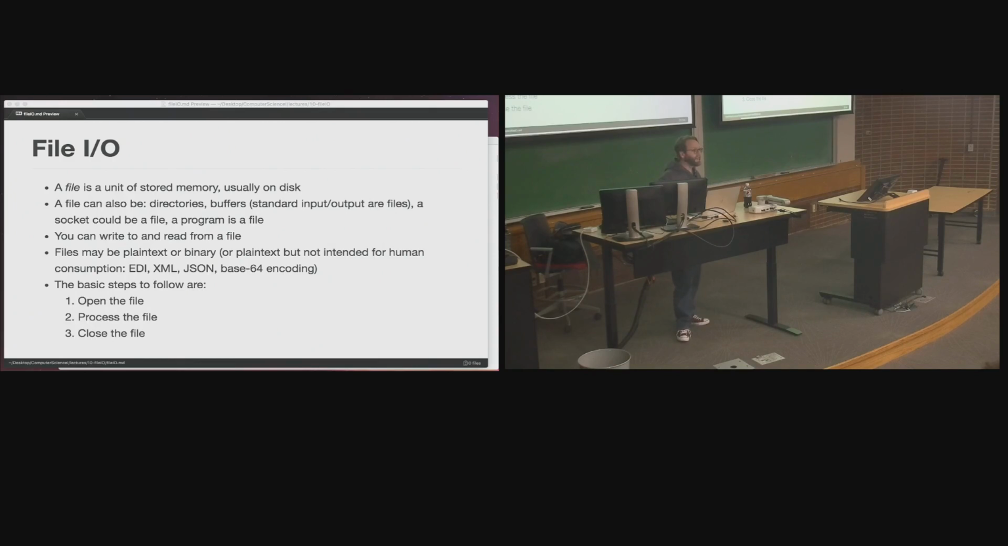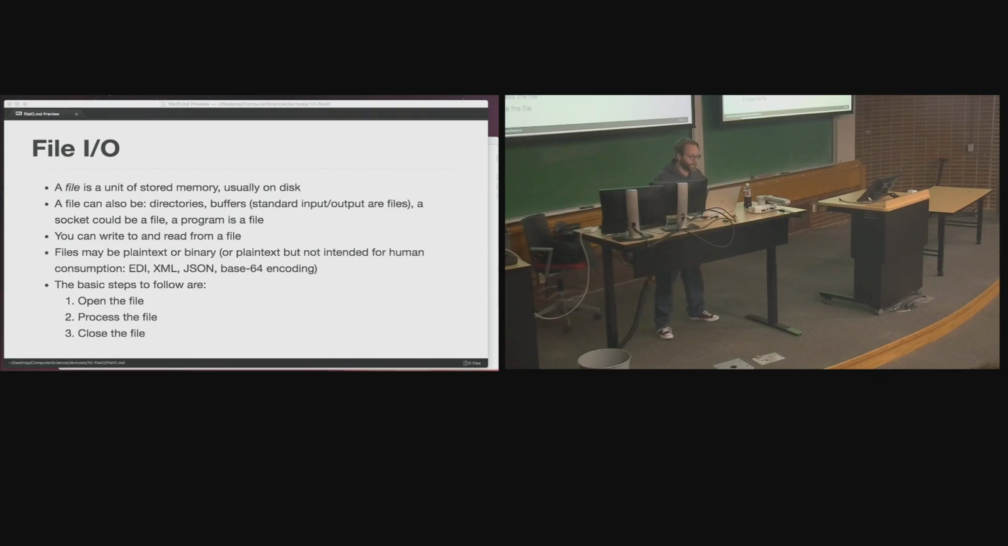The basic steps to actually read and write from a file, though, are you open the file, you process the file. That could be either reading or writing, and then you close the file. So it's a simple 3-step process. The most complicated step there is going to be step number 2. But again, you pretty much already know how to do this, and I'll show you why here in a second.